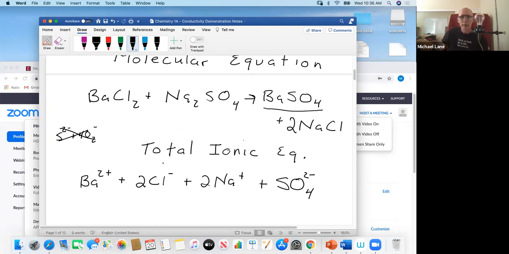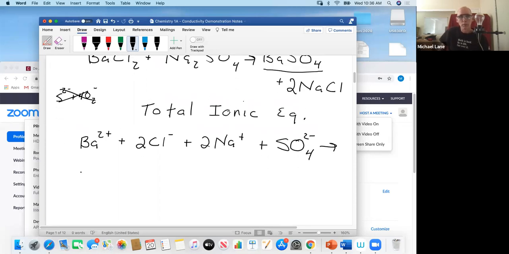Okay, so I have identified what it starts off at, and it forms, let me do the easy part. We know that sodium chloride is soluble, but we also know that barium sulfate is insoluble. It is the solid compound that we saw. So we cannot write it as ions because that is not the way it exists.